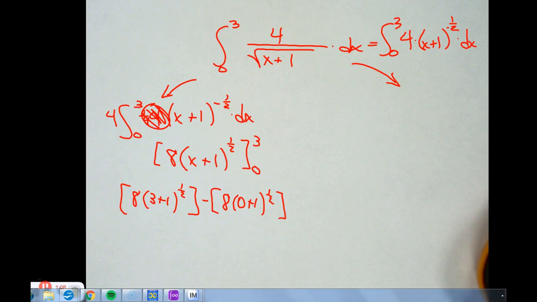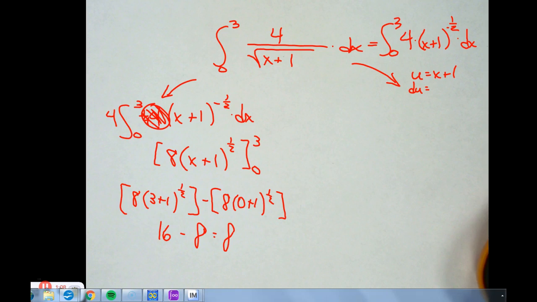So 4 to the 1/2 is 2 times 8, which is 16. 1 to the 1/2 is 1 times 8, which is 8. Did you guys get 8? Yep. Alright. So if I run through that the u-substitution way, I would say u equals x plus 1.